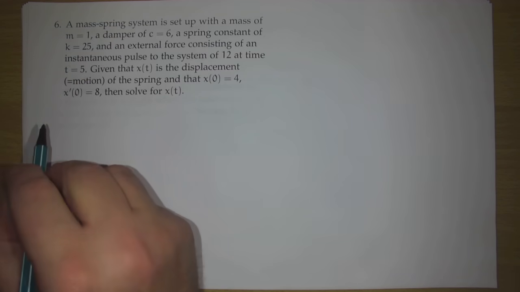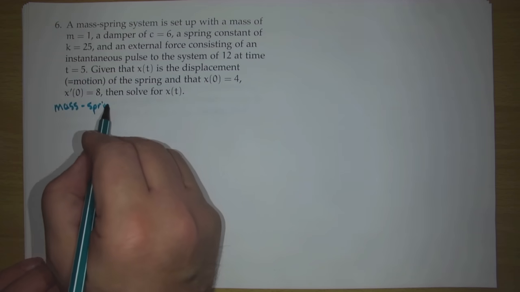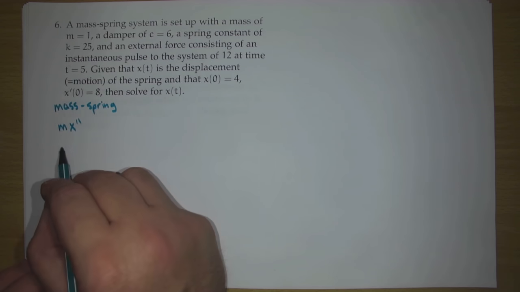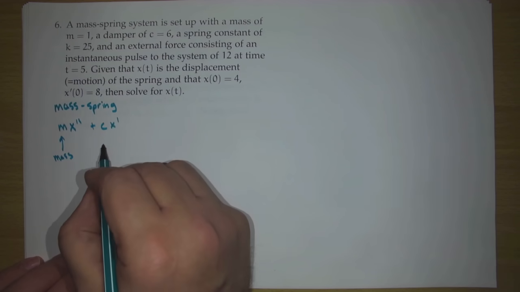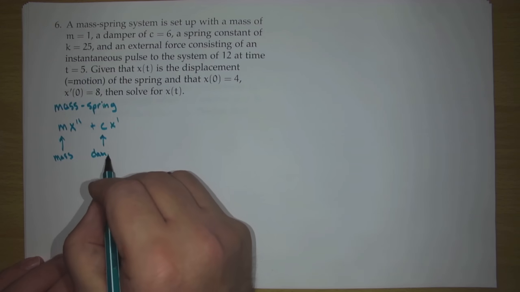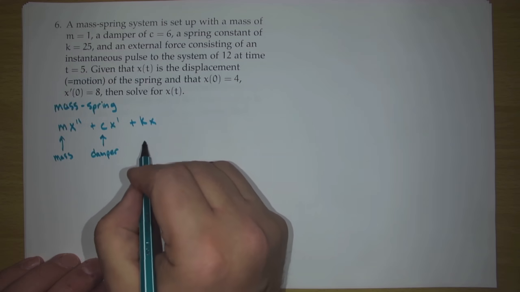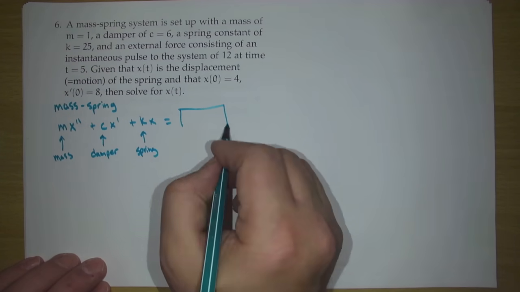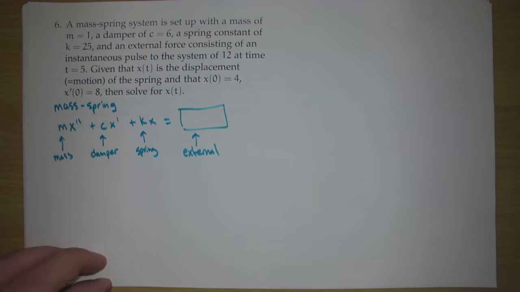So as a reminder, how do mass spring problems work? Well, you get m x double prime, this is your mass, plus c x prime, this is your damper. Not all of them have damper, some do, some don't. Plus kx, this is your spring constant, equals, and over here is your external force. So it's just a matter of plugging in what they give you.